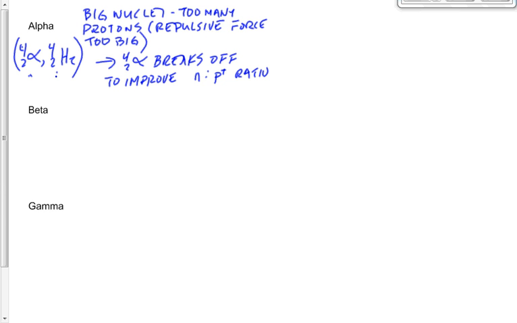Now, what's beta decay? Beta decay can occur in big or small nuclei. Beta decay occurs when you have too many neutrons. But this isn't a force argument, it's an energy argument. It's a stability argument based on energy. It's not that these forces are out of balance, it's that the nucleus is left in an energetically unfavorable state. It doesn't want to be in that state, so it's got to do something to be more energetically favorable.